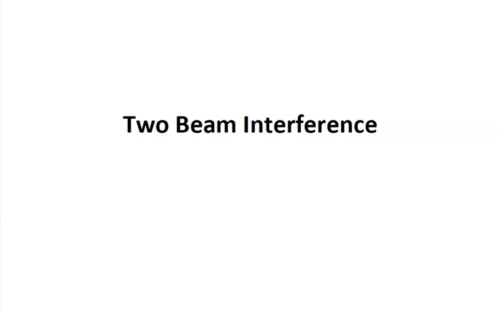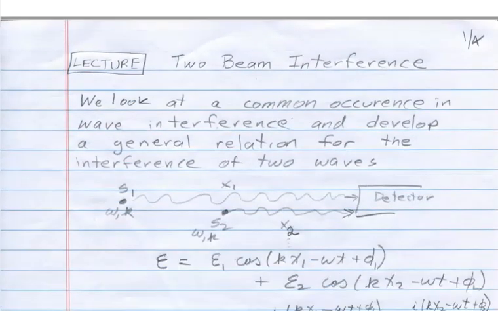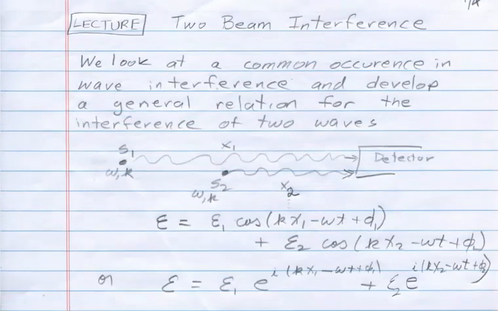In this segment, we'll look at a commonly occurring situation where we're superimposing two beams of light, or two waves. Really, it's true in general for two wave sources. So we'll think of it as a two-beam interference, and think of these as light beams.